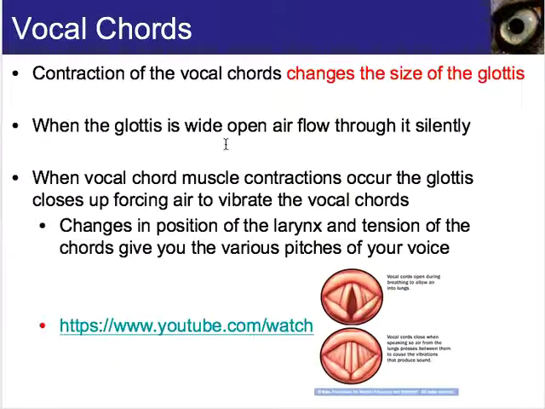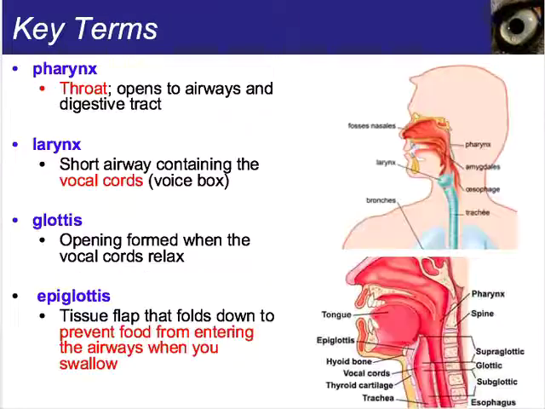So when the glottis is wide open, air flows through it silently. So here we have the glottis that's wide open. This would be when you're sitting there quietly, not saying a word. When vocal cord muscles contract, it's going to close the glottis up, forcing air to vibrate those vocal cords, and changes in position of the larynx and tension on the cords gives various pitches of your voice. So definitely watch this video. It's pretty cool to see this woman singing different pitches and seeing how her vocal cords contract, and you see the opening and closing of the glottis, or the space between the vocal cords.